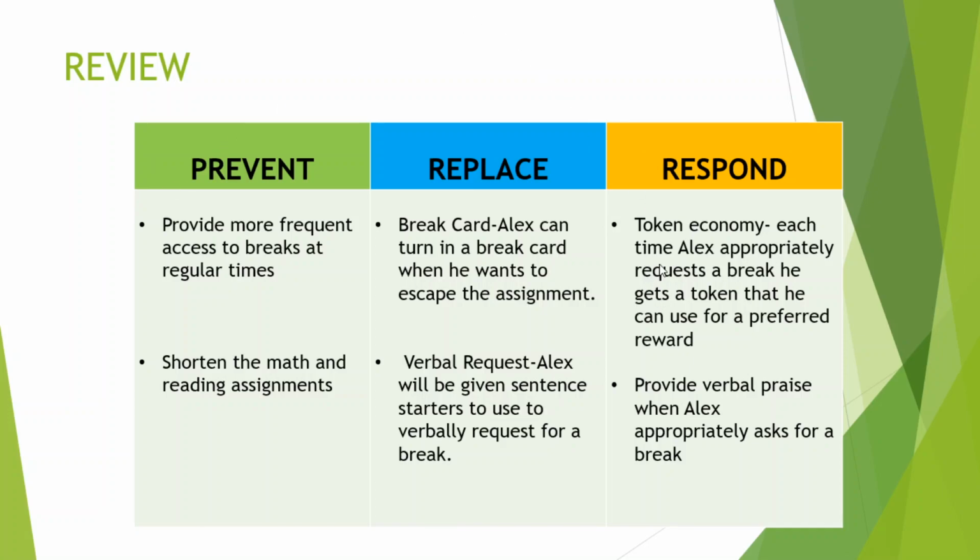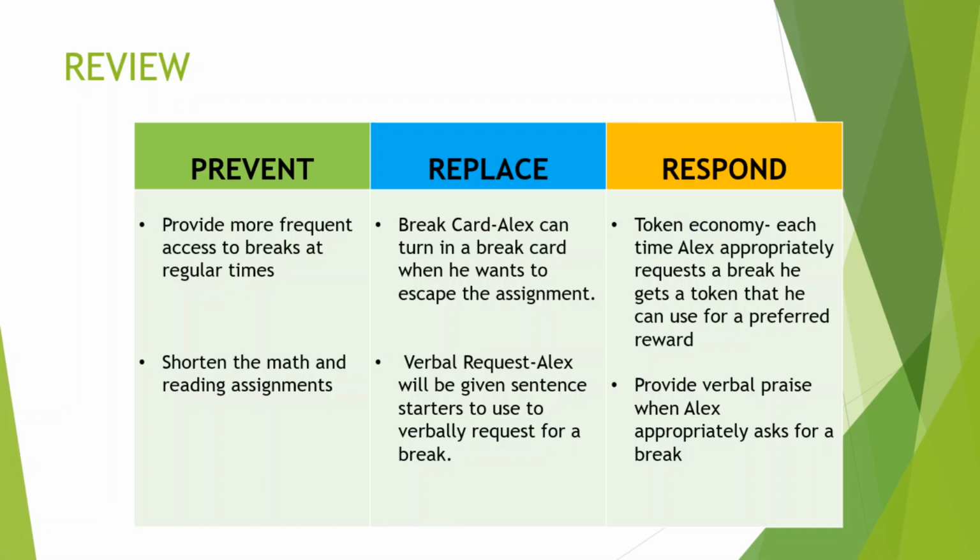Another way that can be an appropriate response is you can use a token economy. Each time Alex appropriately requests a break, he can get a token that he can use for a preferred reward. So for example, maybe over time, if Alex gains 10 tokens, then he can get a prize or he can get a longer break. But usually you want to make sure that you know what Alex prefers as rewards and get a variety. That way it'll still be a good enough reinforcement for him to carry out the behavior.